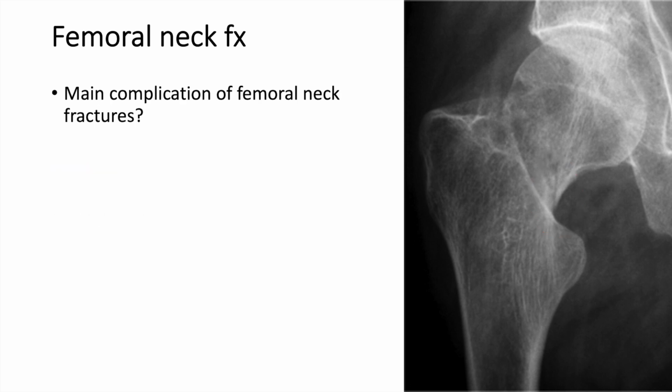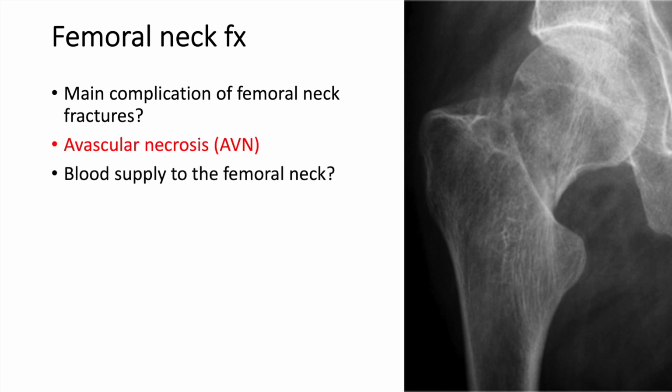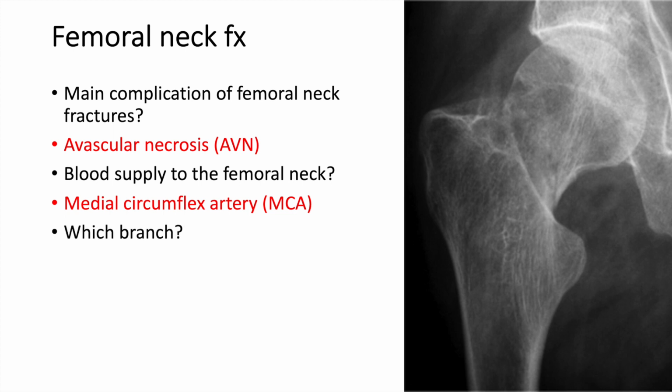And so, what is the main complication of femoral neck fractures? This one's pretty easy, it's AVN. All right, and what's the blood supply to the femoral neck? Medial circumflex artery. But since this is ortho, I have to ask you which branch of the medial circumflex. That's going to be the lateral epiphyseal branch off the MCA.